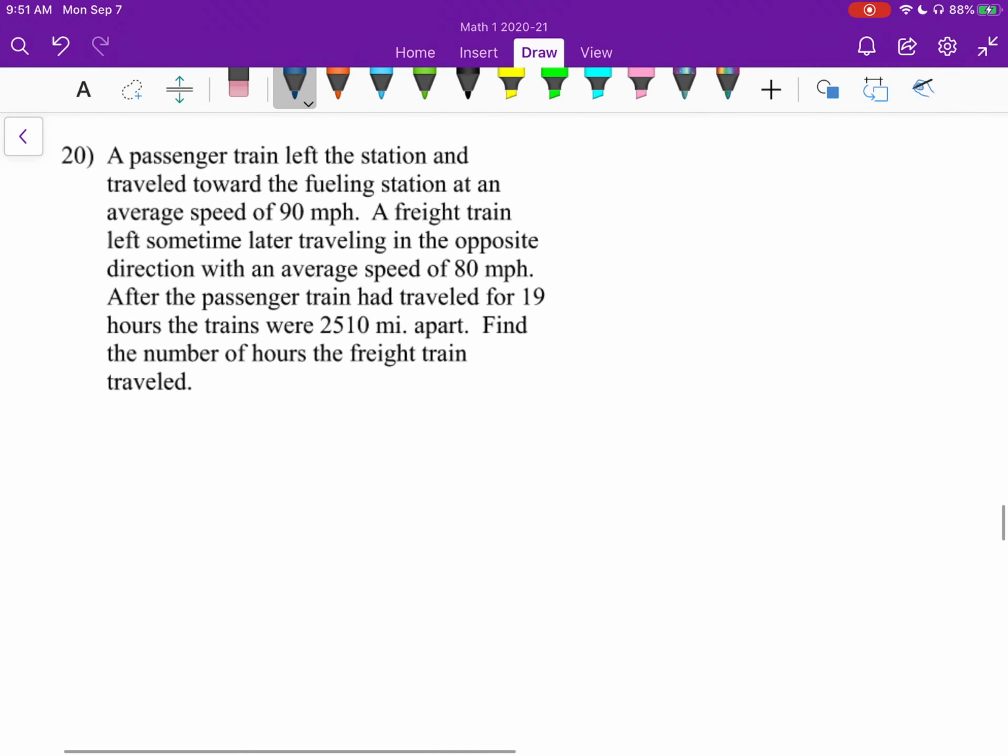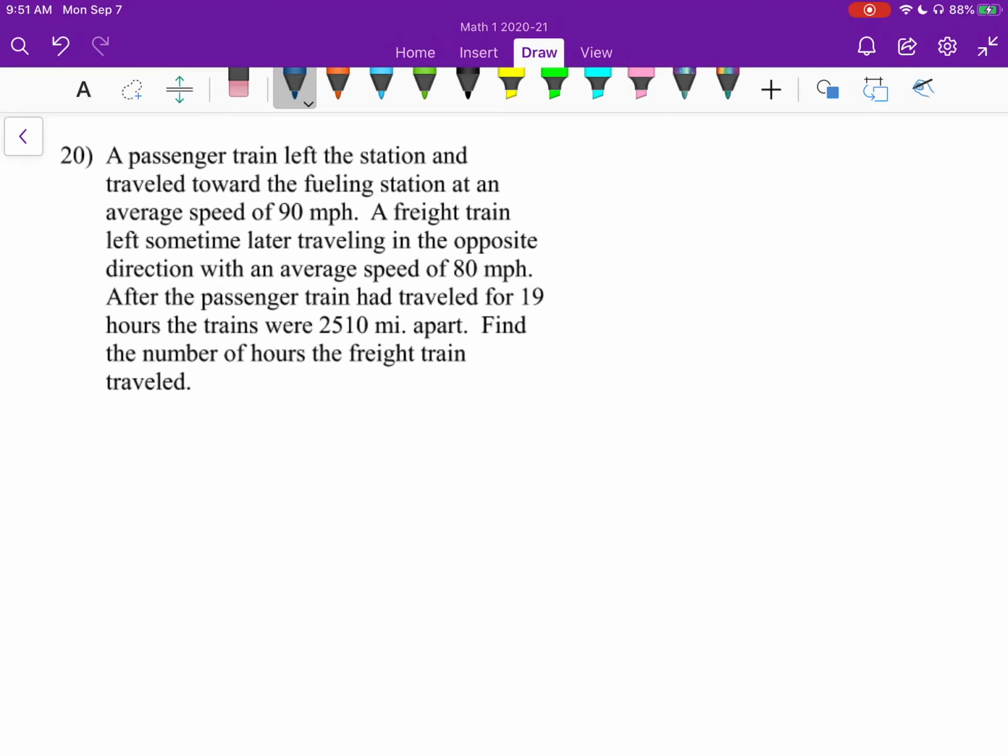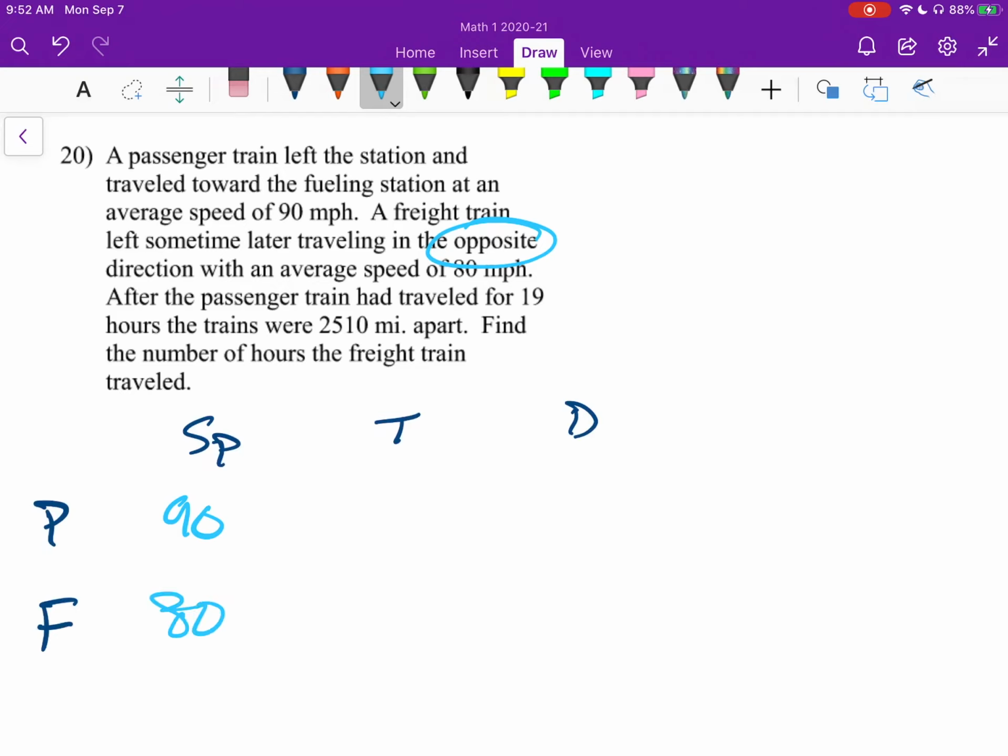All right, number 20. A passenger train left the station and traveled towards the fueling station at an average speed of 90 miles per hour. So we got speed, time, and distance. We got the passenger, and we have a freight train if you read on a little bit. So it went 90 miles an hour. A freight train left traveling sometime later in the opposite direction. Ah, this is an opposite direction problem. With an average speed of 80 miles per hour.